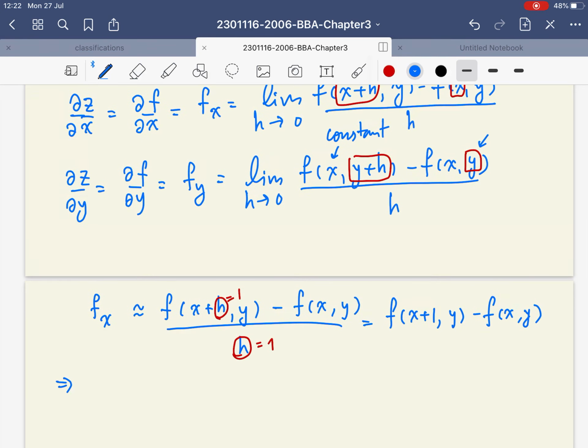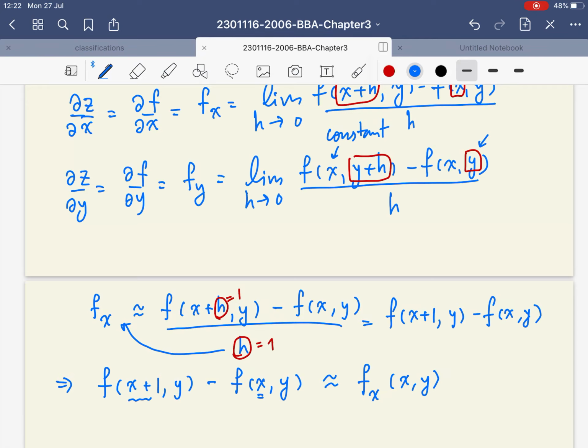Or you can say that f of x plus 1, y can be approximated by this, multiplied by 1. Let me just conclude this one first: the difference between f of x plus 1, y and f of x, y can be approximated by f sub x at a particular point x, y.